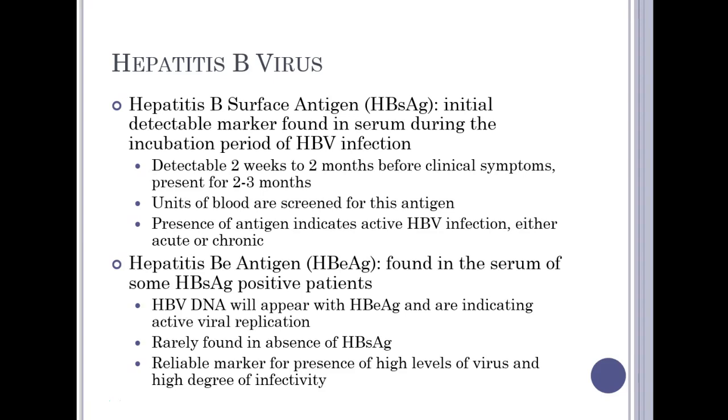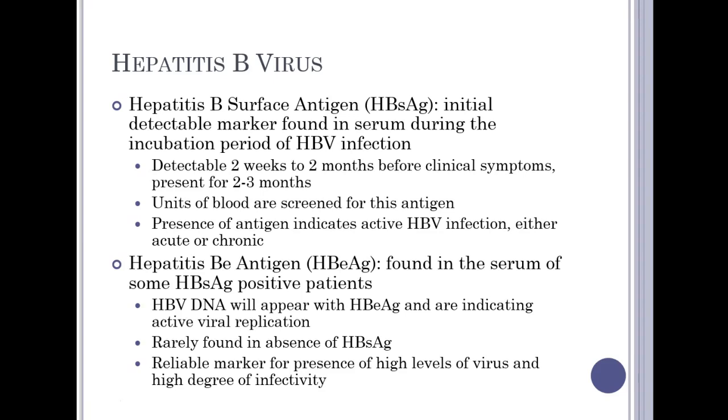Okay. First one's hepatitis B surface antigen. This is what's going to physically make you sick. Okay. So this is a detectable marker found in the serum during the incubation period. So right away, 2 weeks to 2 months. Usually they're going to have clinical symptoms. We screen for this when we have blood donated. Okay. And it also indicates active hepatitis B infection. So that one is stating that you are sick and you can pass it on.